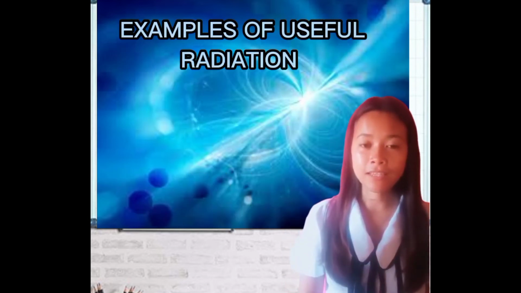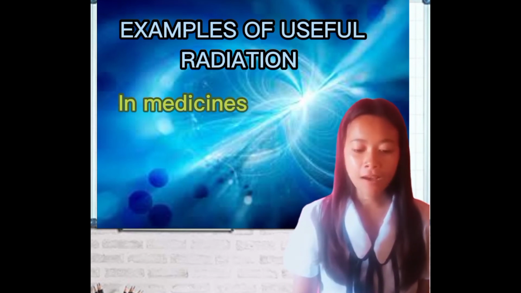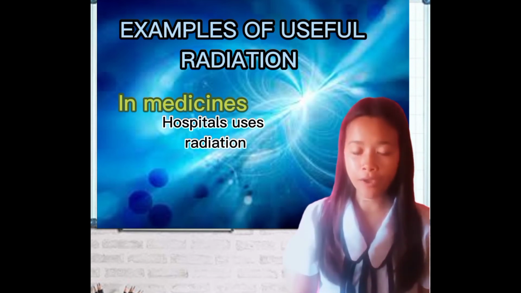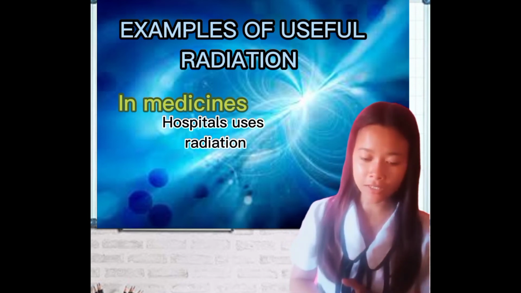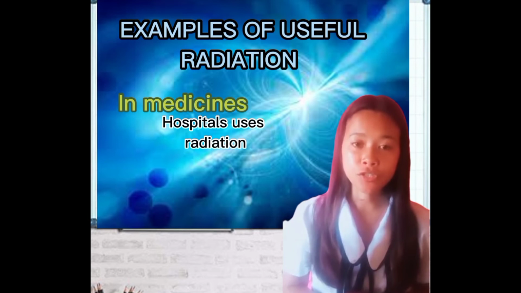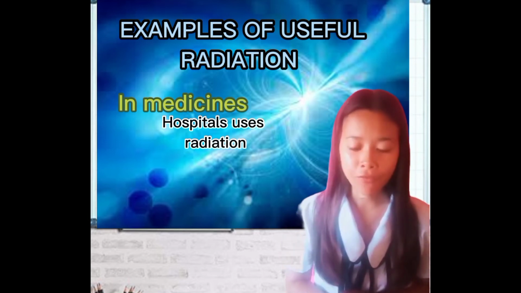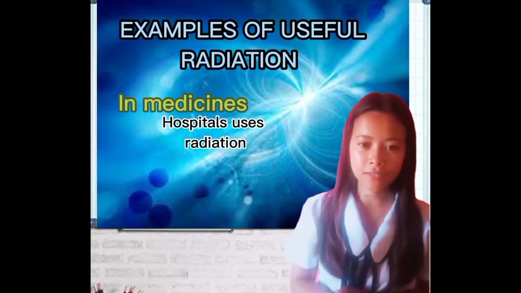What is an example of useful radiation? In medicine, hospitals use radiation in a wide range of ways. X-ray, CT, and PET machines use X-ray and gamma radiation to produce detailed images of the human body, which provide valuable diagnostic information for doctors and their patients.